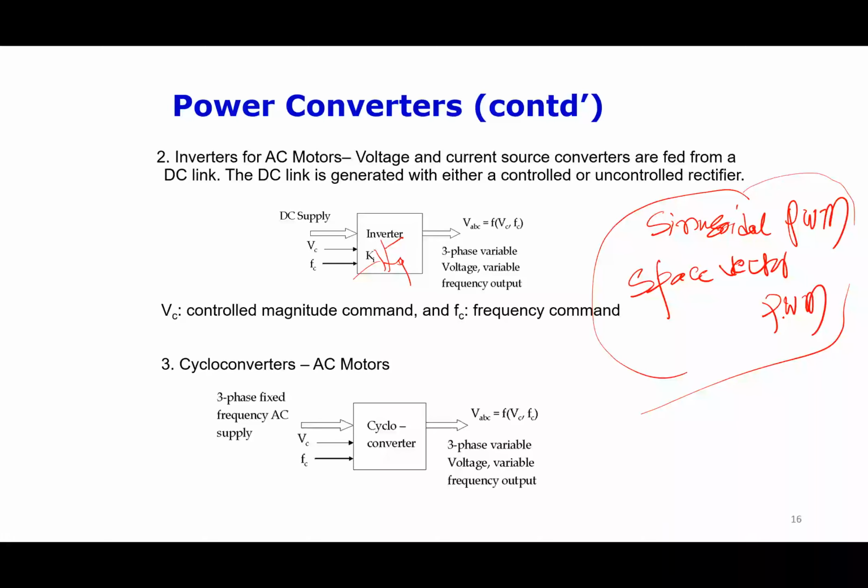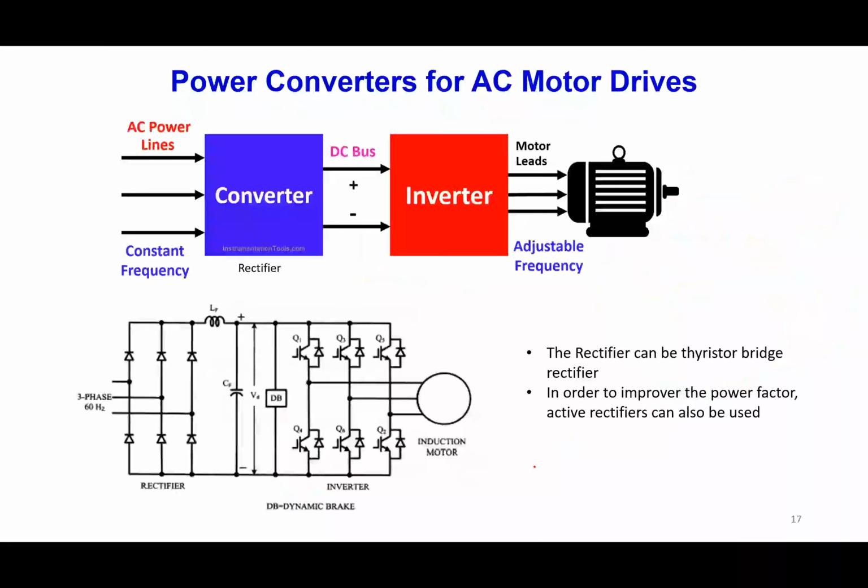So we can control the output voltage and frequency. Cycloconverters convert three-phase AC to three-phase variable voltage, variable frequency AC at the output. So this is an example of a power converter for AC motor drive. We have an AC power line, constant frequency. Then this is a controlled rectifier. This is a DC bus and an inverter. This doesn't have to be a controlled converter. This can also be a diode bridge, okay?